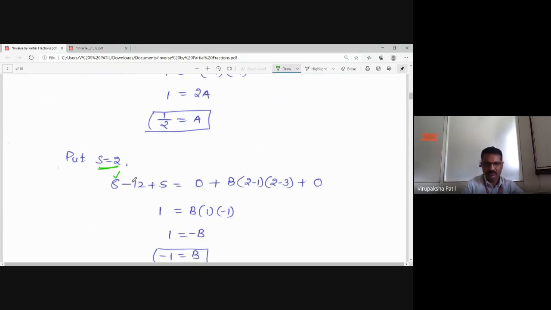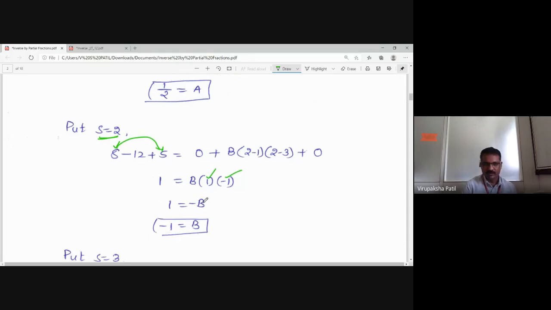So what happens? You simplify: 8 plus 5 is 13. 13 minus 12 is 1. Then this is b into (2 − 1), which is plus 1. 2 minus 3 is minus 1. So you will get minus into plus is minus, then 1 into 1 is 1. So you will get 1 = −b. Therefore, we want the plus b value, so b is equal to minus 1.